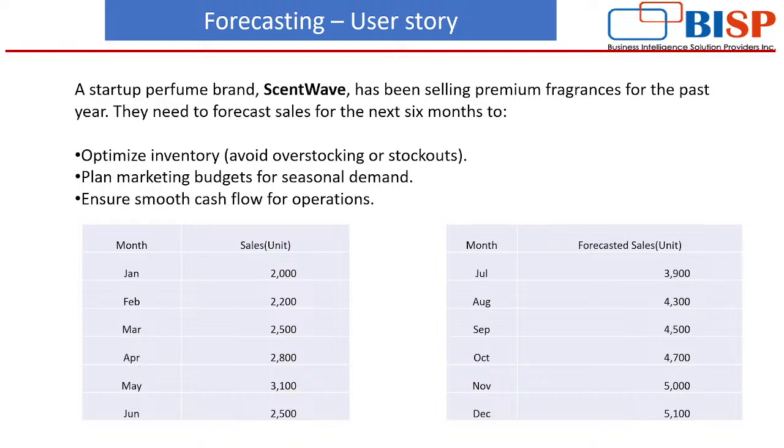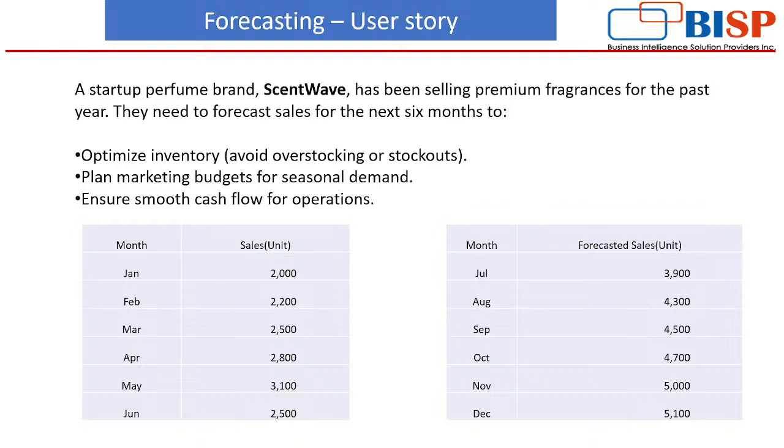Now, without forecasting, the company might overproduce or run out of stock. Now they know that they need around 30,400 units. If I add this all up from July to December, they would be needing to produce 30,400 units. This will also impact their market strategy. Like there is peak demand in November and December, you see over here.